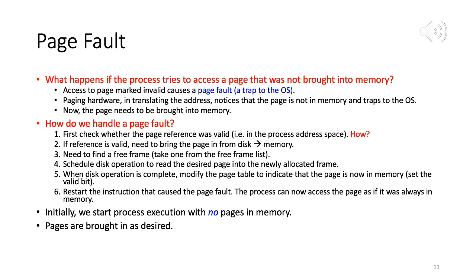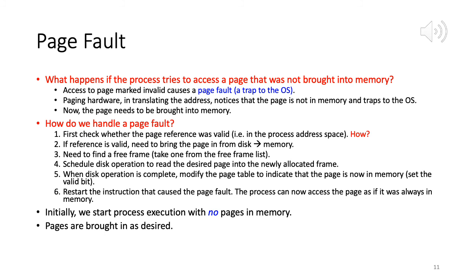You do need access to that page. You do need to execute whatever's in that page. So which means that you have to bring the page into main memory. Okay. So now the page needs to be brought into main memory. Whatever actions you are taking in order to bring that page into main memory, what you're doing there is handling the page fault. Right. So how do we handle the page fault?